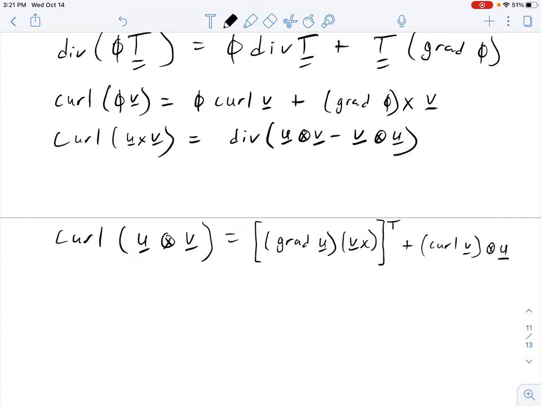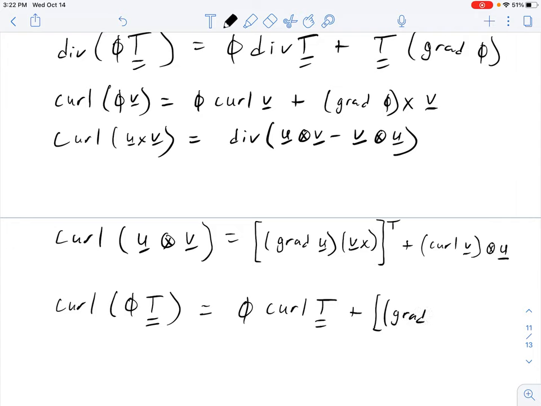And then finally, the curl of a scalar multiple of a tensor field is equal to the scalar times the curl of the tensor field plus the skew symmetric tensor with axial vector grad phi acting on T like that.